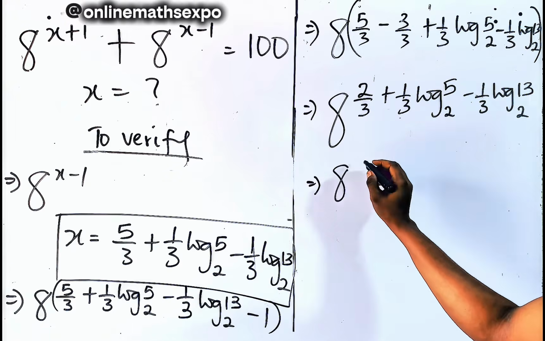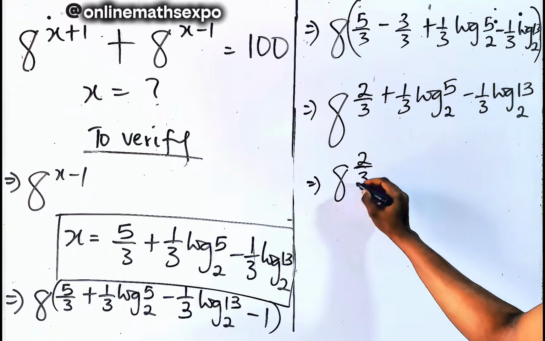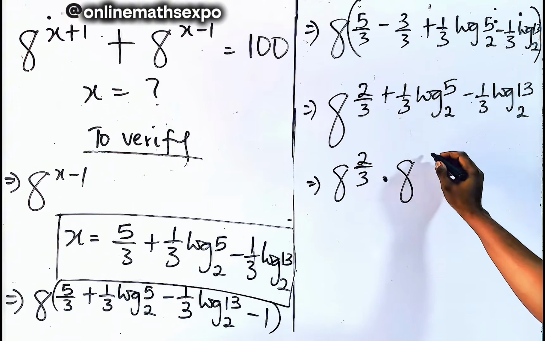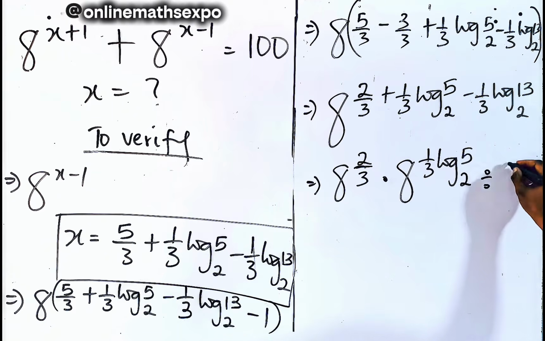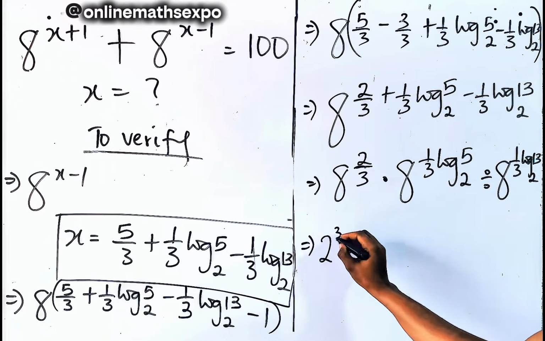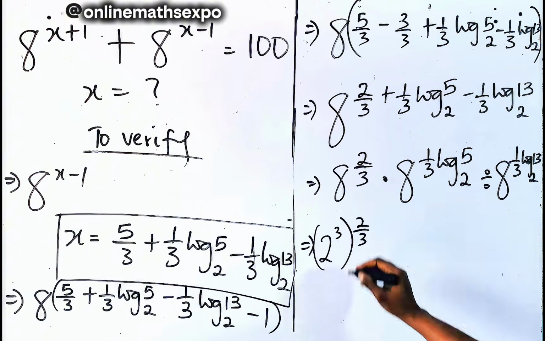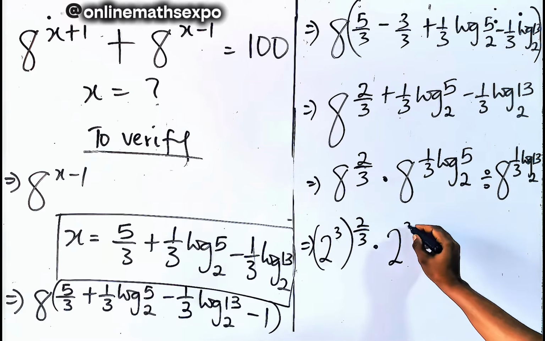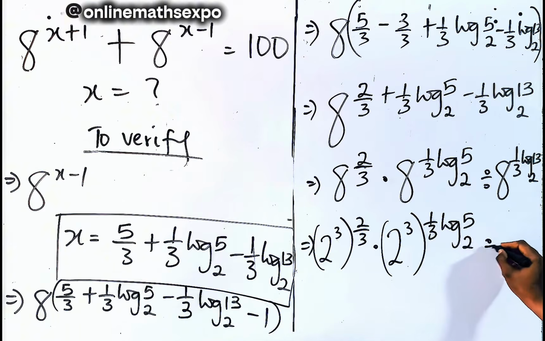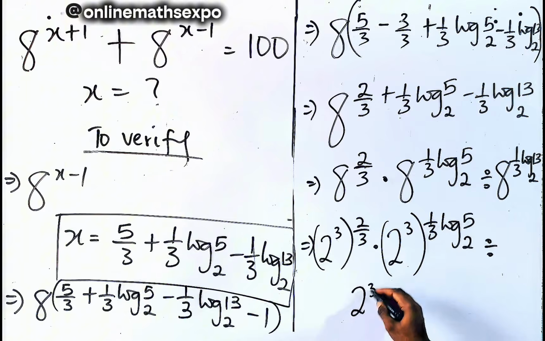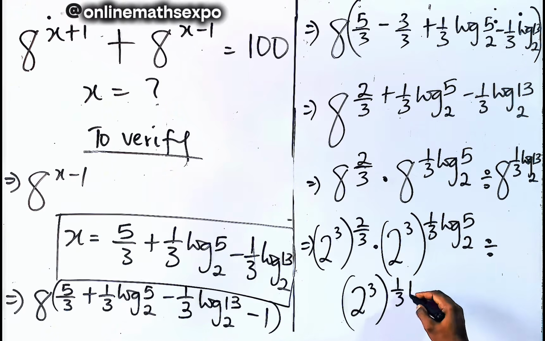So we are going to have 8 to the power of 2/3. Then this will turn to multiplication. We have 1/3 of log 5 base 2. This will turn to division. So we have 8 to the power of 1/3 log 13 base 2. 8, as we said, is 2 to the power of 3. So we have this to the power of 2/3 multiplied by 2 to the power of 3. This will give us 1/3 of log 5 base 2 and is divided. This will give us 2/3 is raised to power of 1/3 of log 13 base 2.